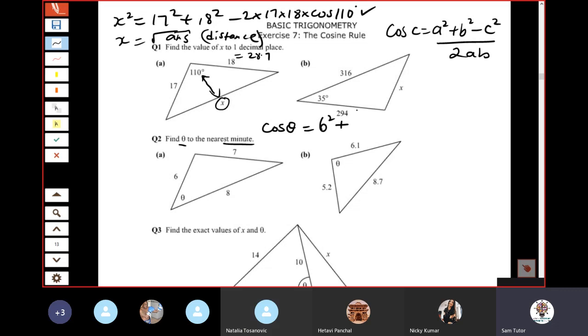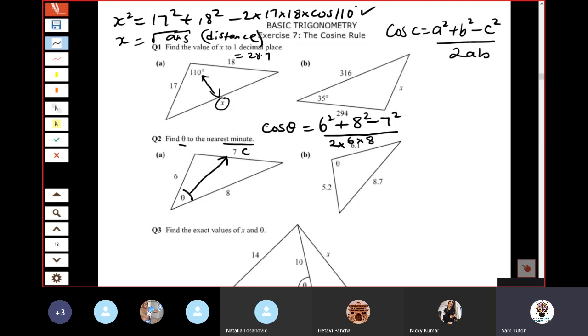Plus, so 6 squared plus B, 8 squared, minus 7 squared. Why? Because this C must be opposite the C you want to find. So that's the angle. That must be opposite. So that must be a C. These guys don't matter, whichever one's A and B. Over 2 times 6 times 8. Yep, and then you just plug all of that into your calculator.